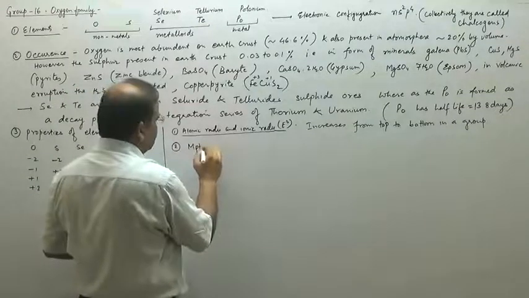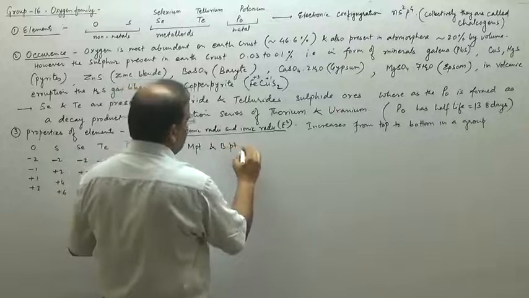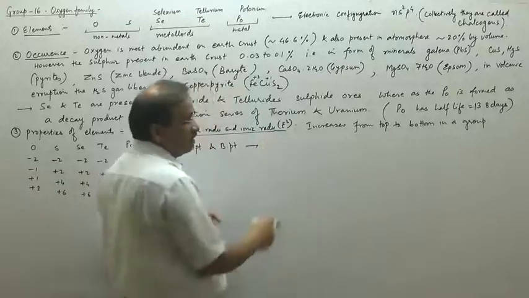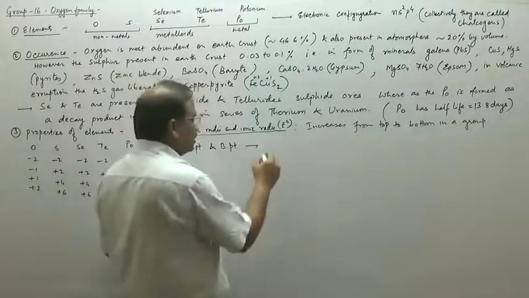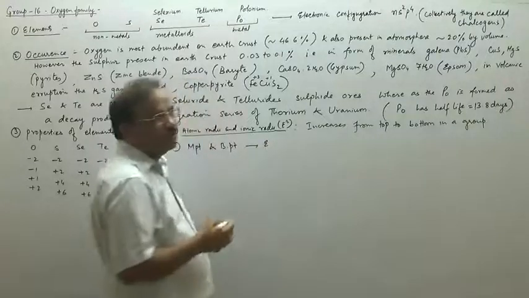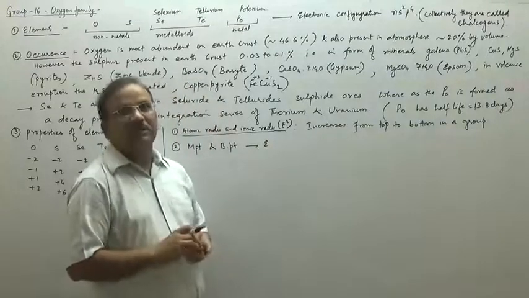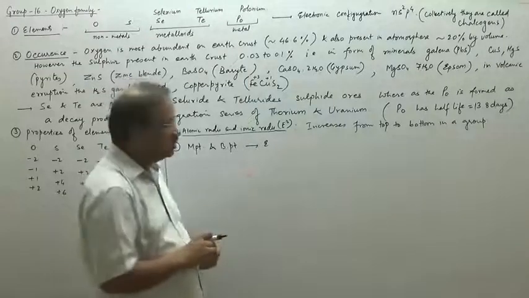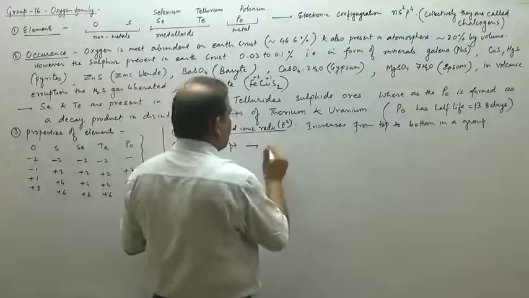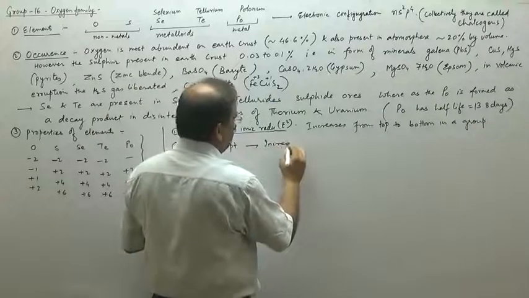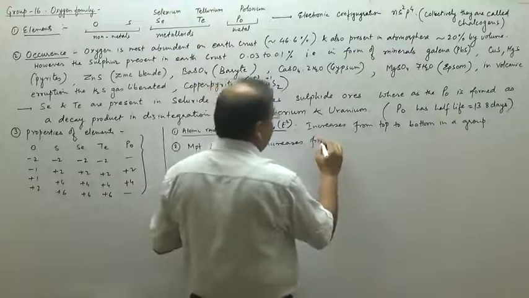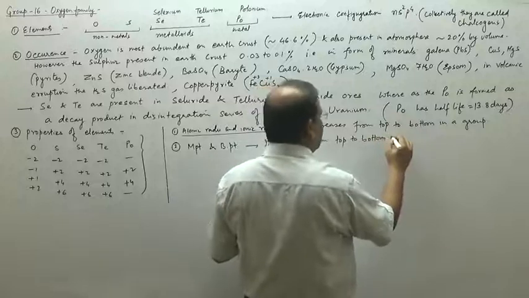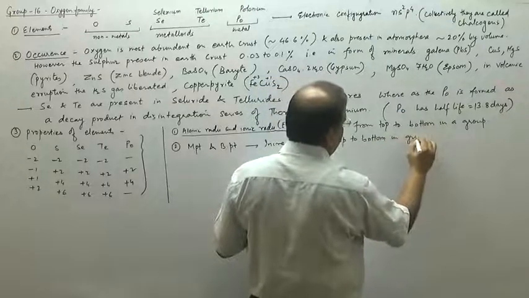Melting point and boiling point, generally we say, because the group has non-metals and metalloids, increase from top to bottom in a group, because the metallic character increases from top to bottom. Non-metals have lower melting and boiling points. So melting point and boiling point increase from top to bottom in a group.